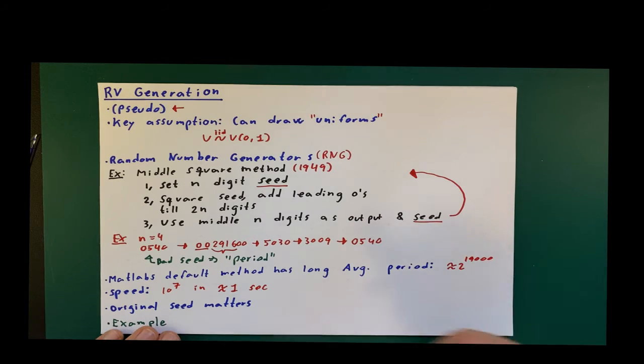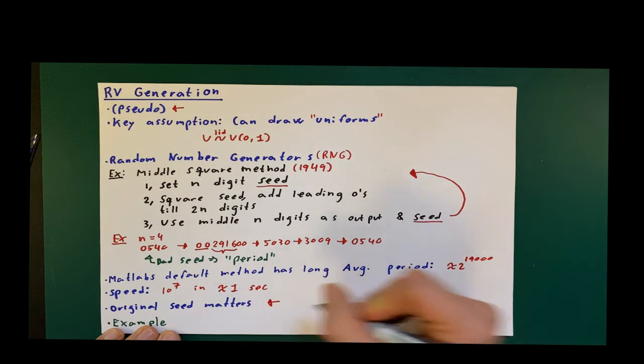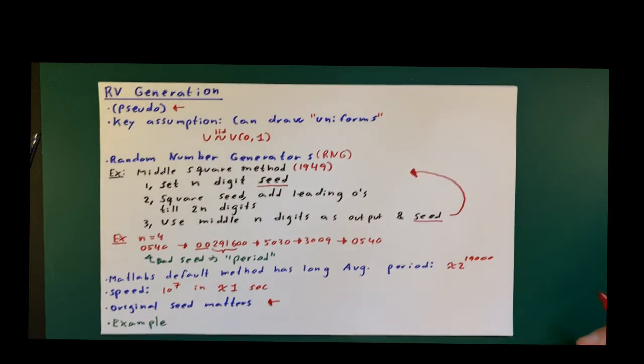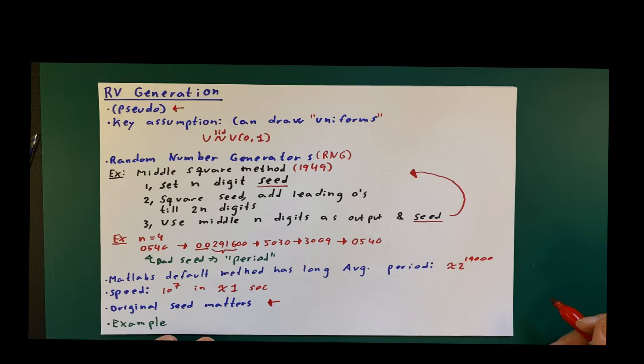But note that the original seed you choose, it still matters, right? So if for example you're a bank and you're doing a big simulation to determine how much capital you set aside to cover risk, well, then you might get an unlucky seed, right? And then you have to put away too much money, right? And you don't want that, so you might want to test with some different seeds. Okay, and now we're going to go to a Matlab coding example.